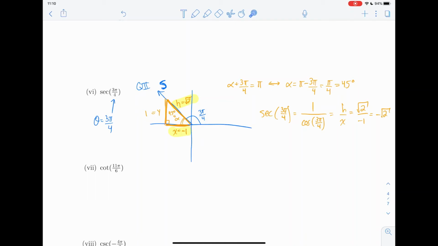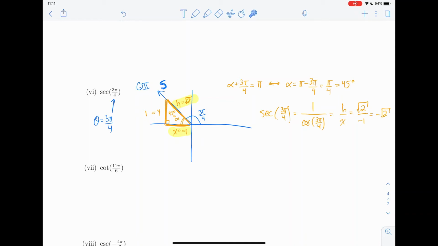This is the main idea for how we can find a trig function like secant of an arbitrary angle like 3 pi over 4. Notably, the angle related to the reference triangle has to now be deduced by using some sort of a computation involving the other angles around it. So that's the new twist on what we're doing.